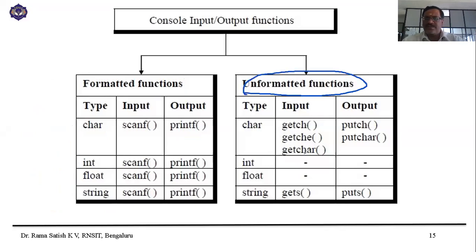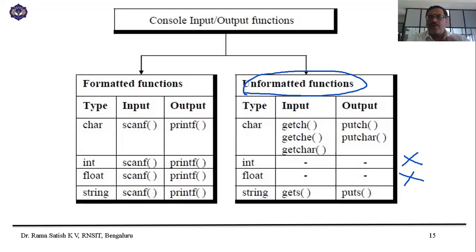Unformatted functions. In unformatted functions, what happens? There is no format specifier at all. And remember one thing, these unformatted functions will not work for integers, will not work for floats. For numbers, it will not work at all. It will work only on characters or a group of characters. A group of characters, you call it a string.